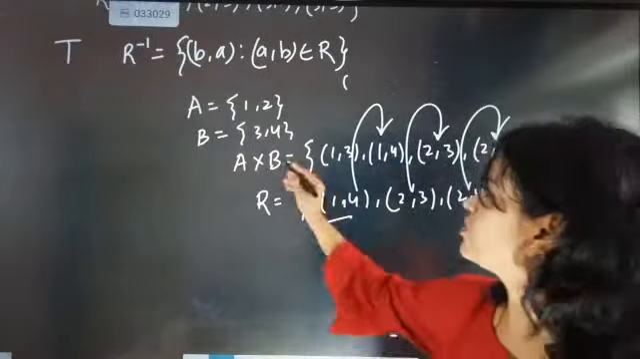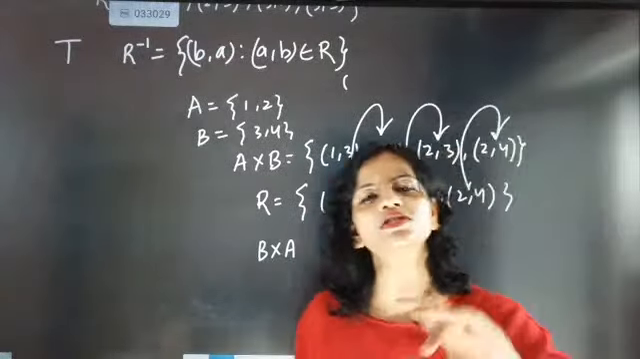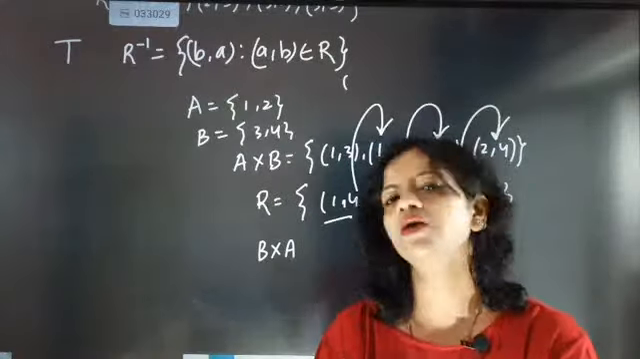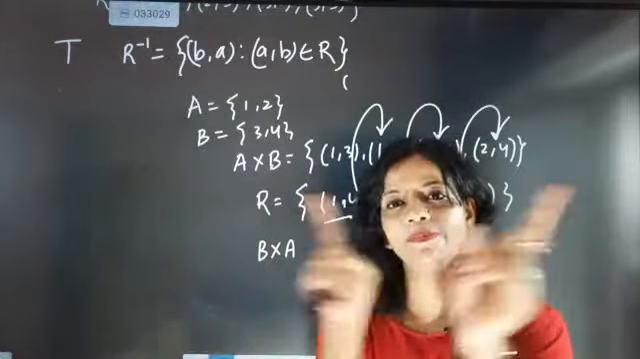Now just check this one out. B cross A we will do. What is inverse? If somebody asks what is the inverse of a number? For a relation, you just have to change the place of domain and range. You just have to replace them.